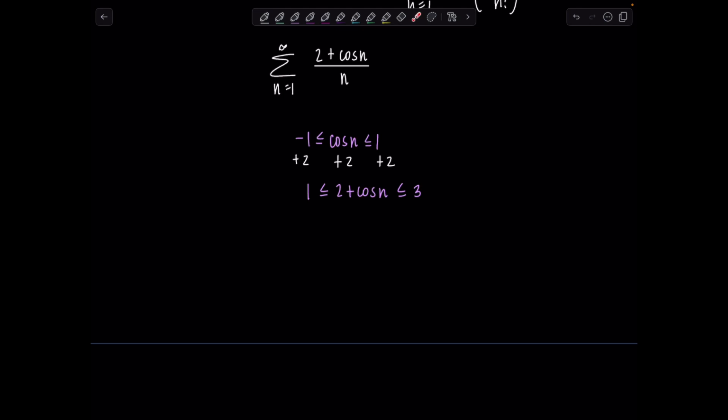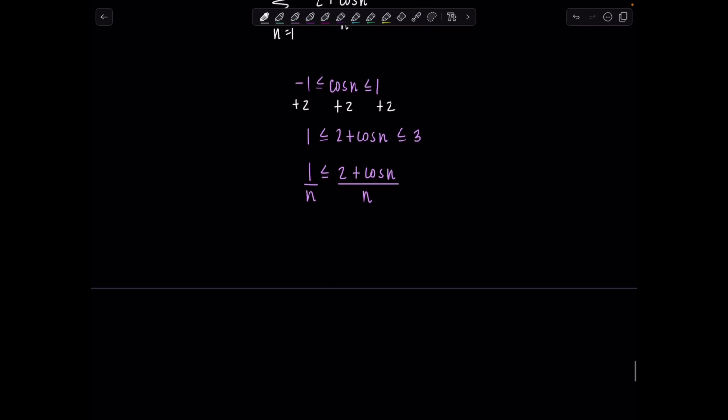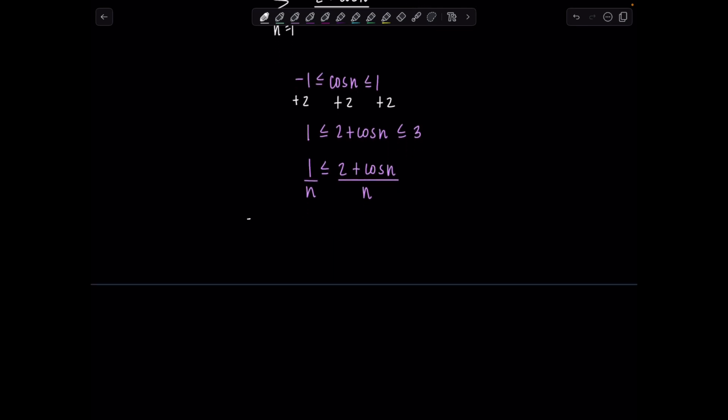I'm just going to focus now on the lower two parts of this inequality. 1 is less than or equal to 2 plus cosine of n, which also means 1 divided by n is less than or equal to (2 plus cosine n) divided by n. We know n is never negative because n is going from 1 to infinity, so we're fine. Well, who is 1 over n? We know that term. It's very familiar. It's the terms of our harmonic series.